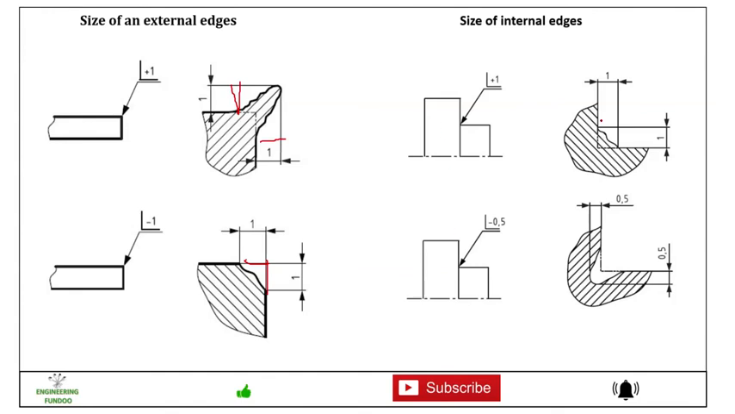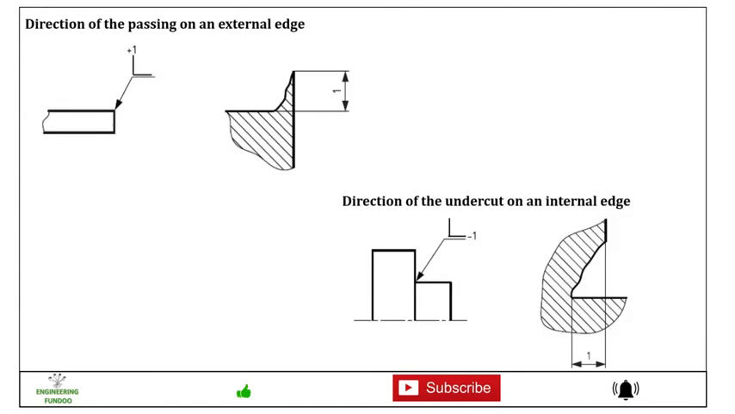Then size of internal edges, you can see here extra material is permitted, 1 mm. Here it is -0.5 mm. So now it is undercut and this material is permitted, -0.5 mm. Similarly, direction of passing, here you can see it is +1, so it is permitted in this direction, +1 mm.